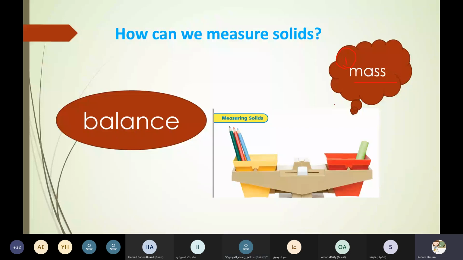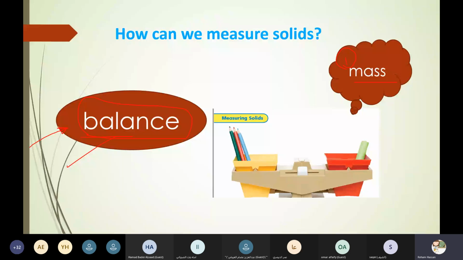Super. So we can measure the mass by the balance. Look here. We know which side has a heavier mass or more mass than the other by using the balance. Okay, so how can we measure the mass? By the balance. Yes, Muhammad Hilal, how can we measure the mass? By the balance. Amazing. Thank you so much, honey.